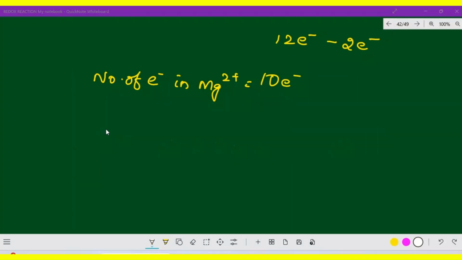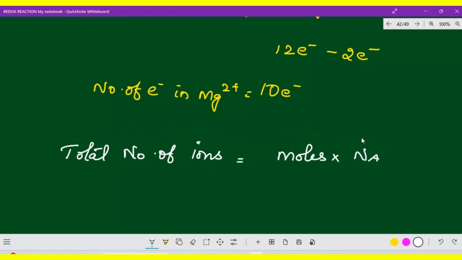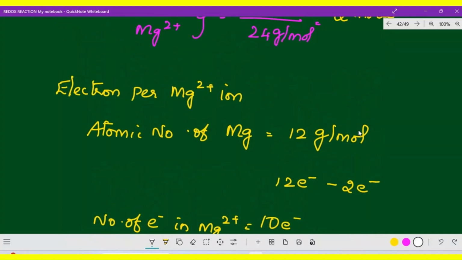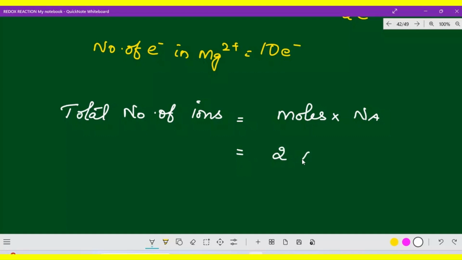Now the total number of ions and the total number of electrons we have to identify. Total number of ions is moles into Avogadro number. Moles we have found, given mass by molecular mass, 2 moles. So 2 into Avogadro number, 2 Na. That is the total number of ions.